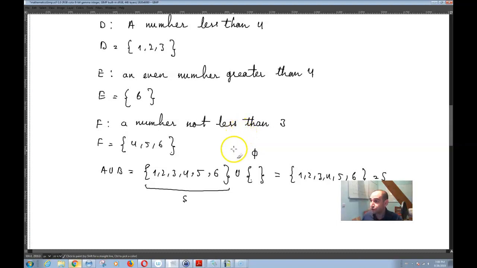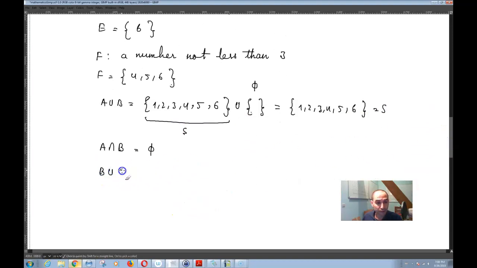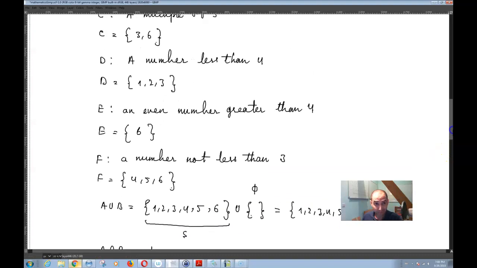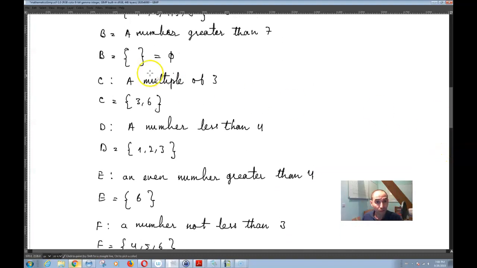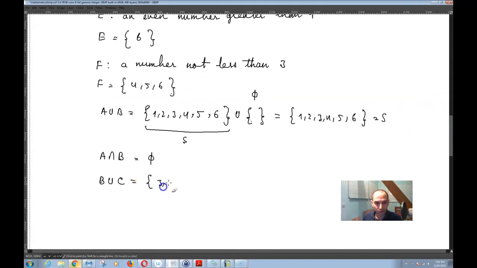Then you want to find, for example, the intersection of A and B. You know that the intersection of these two sets would be the null set, because they have nothing in common. The union of B and C: you have these two sets, and B is a null set, so you get the set C itself, or event C itself. So you will get 3, 6.